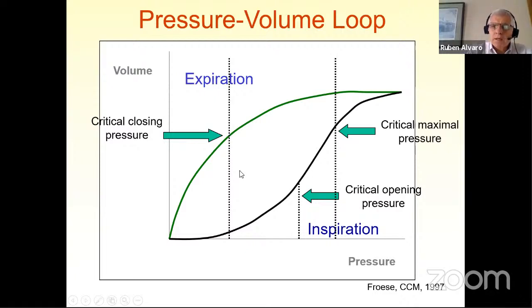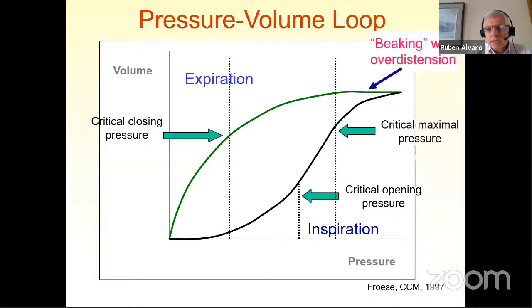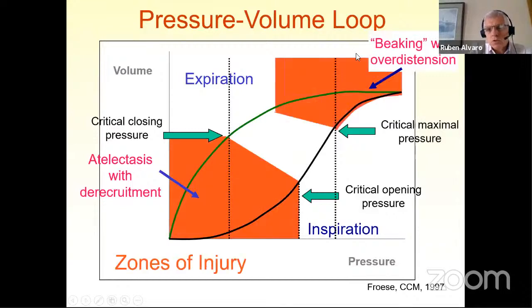So really what you want to see in this pressure volume curve is a smooth line on inspiration, a smooth line on expiration, without seeing significant changes in compliance, either on the inspiratory or the expiratory limb. So as you can see here, this is the area of overdistension, also called the beacon. Anytime you are ventilating above the critical maximal pressure, you are seeing overdistension, okay? And every time you are ventilating below that critical closing pressure, you're losing volume and you are developing atelectasis with derecruitment. So the idea is to avoid all these orange areas of overdistension and atelectasis and just ventilate in this small safe window to prevent lung damage.